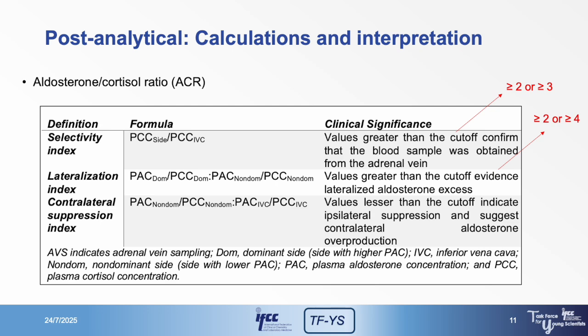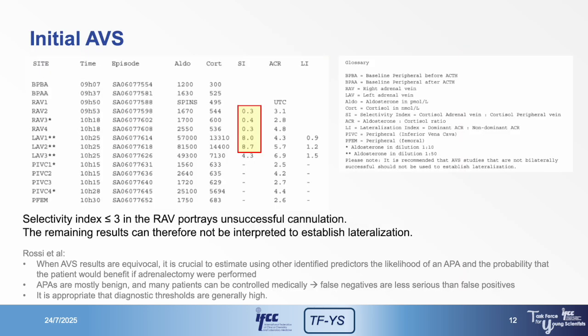The contralateral suppression index can also be calculated. These were the results from the initial AVS of our index patient, and you can see that the selectivity index was less than 3 in the right adrenal vein, and this portrays an unsuccessful cannulation. The remaining results can therefore not be interpreted to establish lateralization.